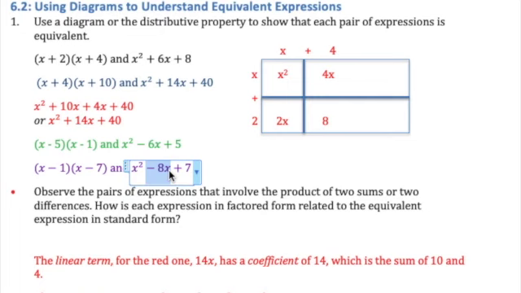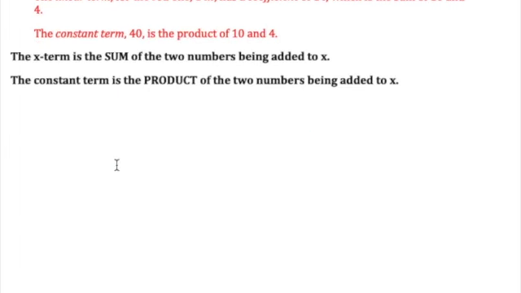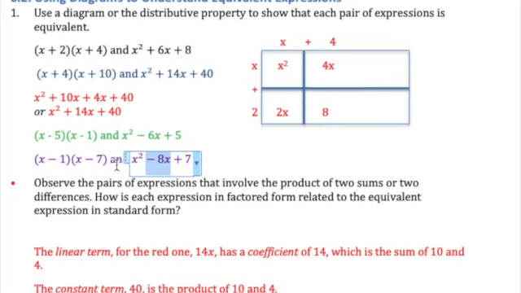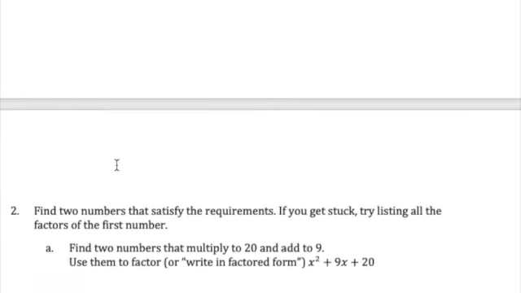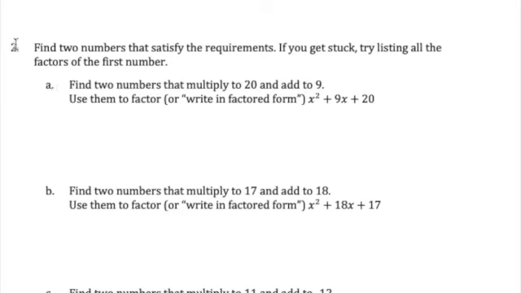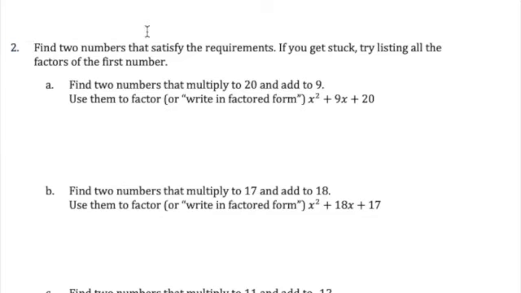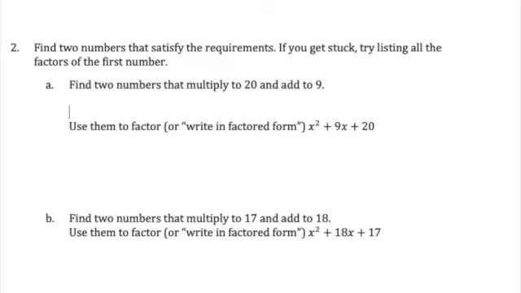Okay? So we're going to try a couple of these. And the really important part is we're going to break it down to steps. So we're going to look at just part A for now. So we're going to try to find two numbers that satisfy the requirements. If you get stuck, try listing all the factors of the first number. So we're going to find two numbers that multiply to get 20 and add to get 9.